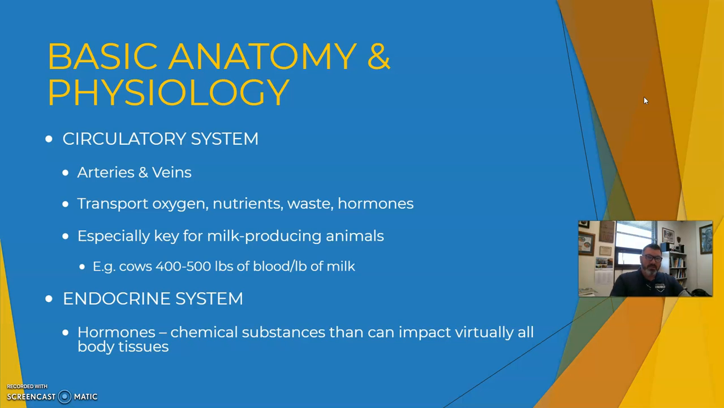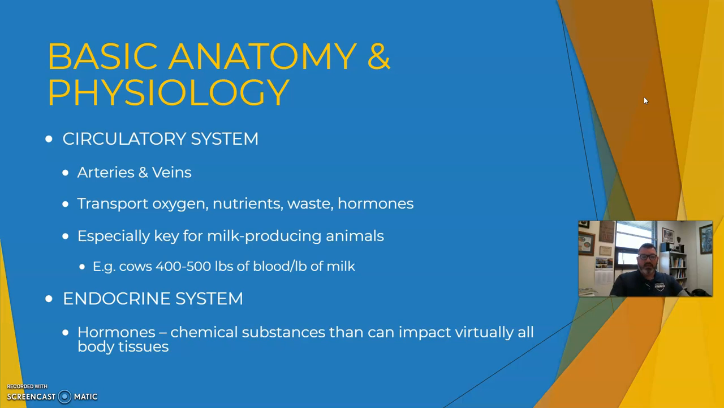The circulatory system then, of course, is your arterial and vein network, transporting oxygen, nutrients, waste, hormones, among a number of other different things through the bodily system. And especially when we talk about just an example for milk producing cattle, it takes about 400 to 500 pounds of blood flow through the mammary gland to make a pound of milk. I like to use that example because it gives you a very vivid picture of how much blood is important to basic bodily function.